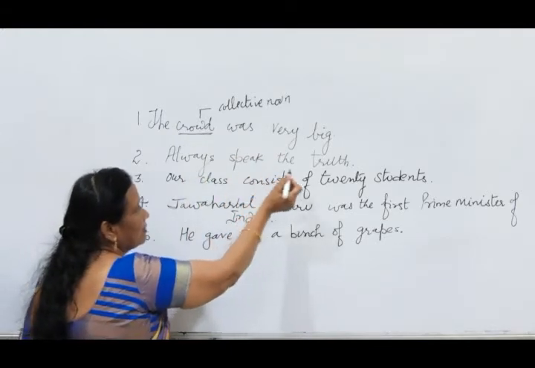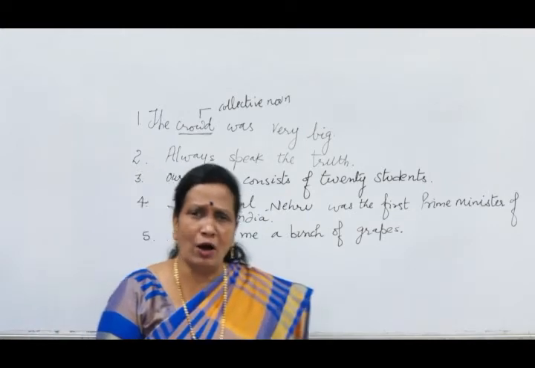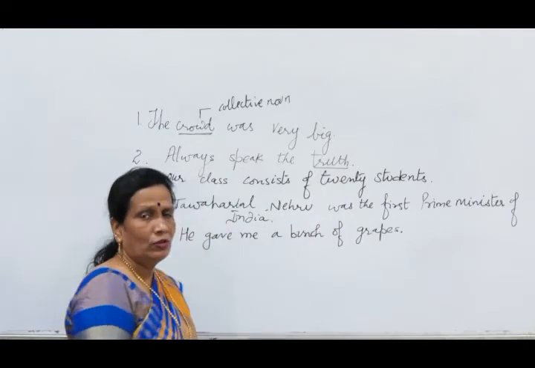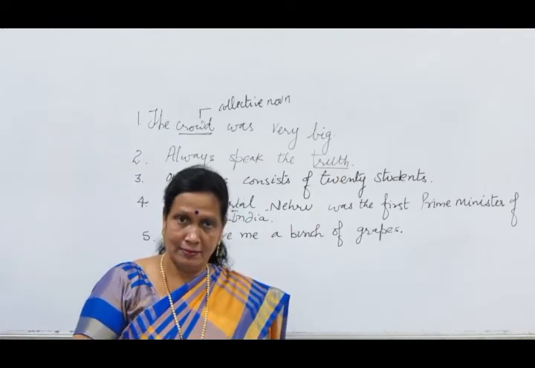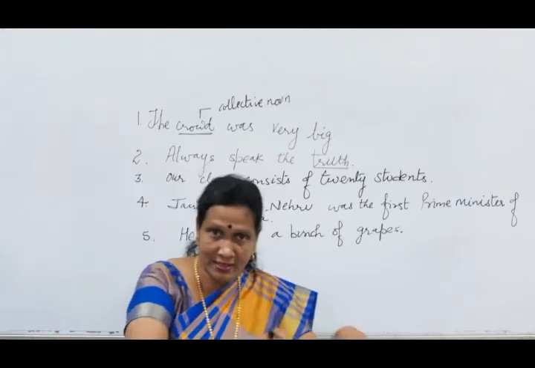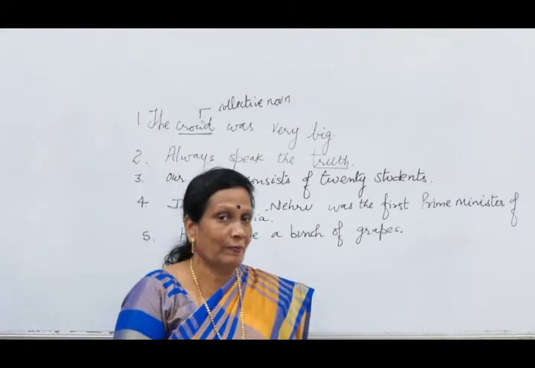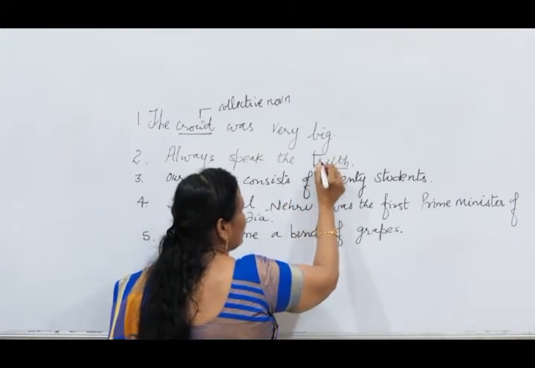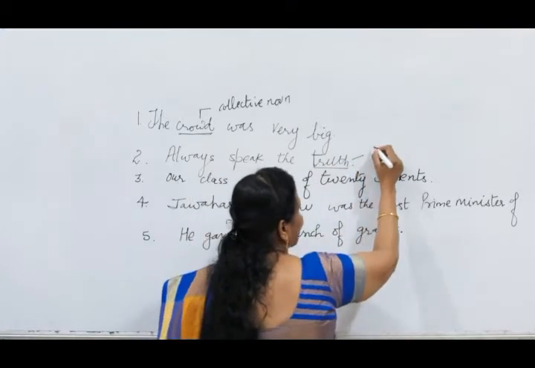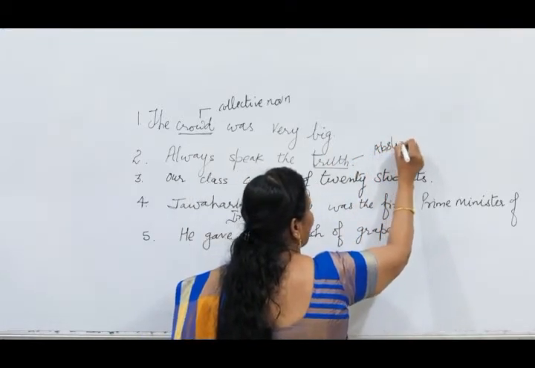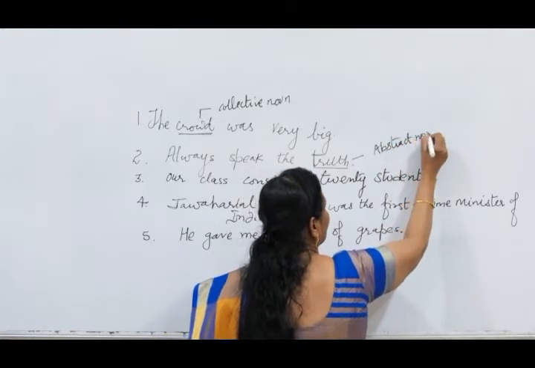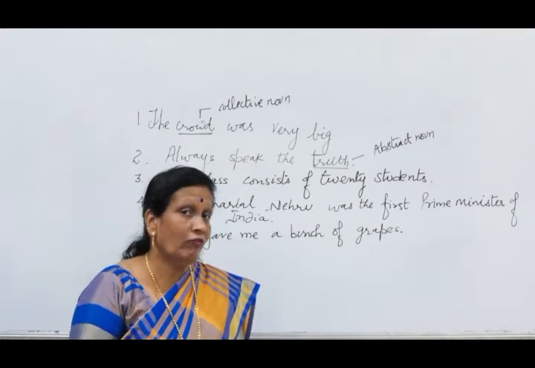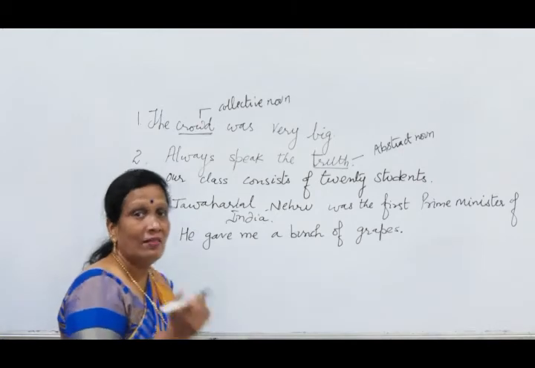Now always speak the truth. What is the noun here children? The noun is truth. Now what type of noun is this? Can you touch truth and say, okay, this is truth? No, we cannot. Okay? So, the things which we cannot touch, it is abstract noun. Truth, honesty, sincerity, fear, love, okay, abstract nouns.